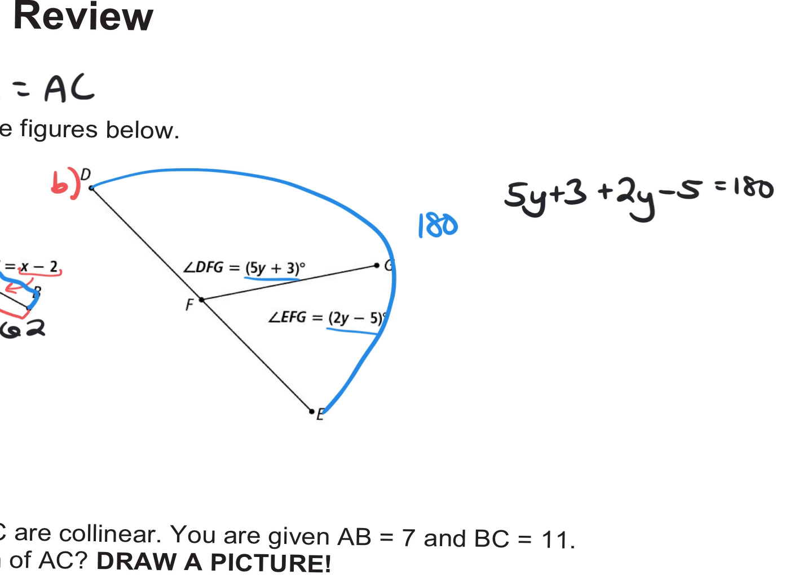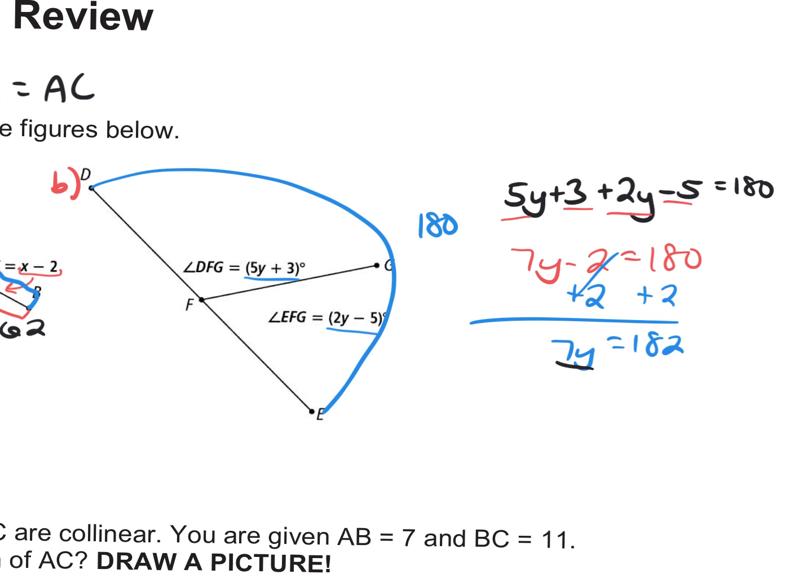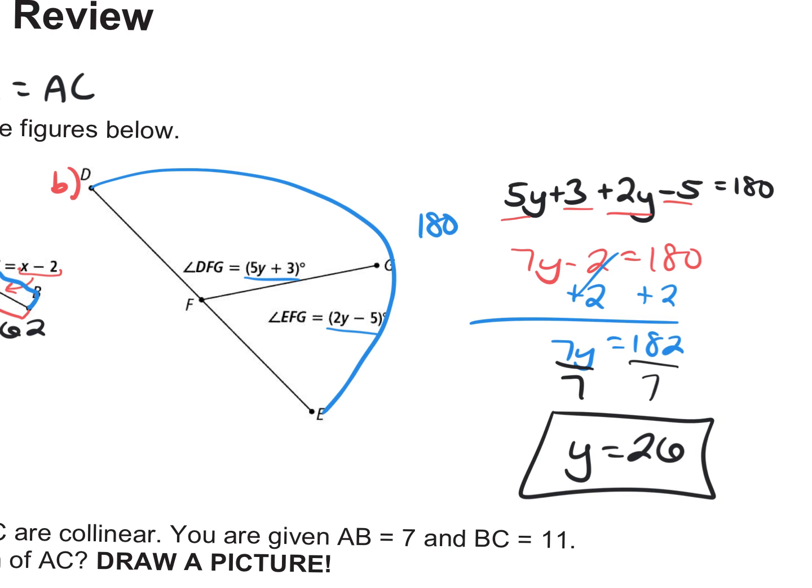From here, what do I do? Add like terms. Yep, combine like terms. So we get 7y minus 2 equals 180. From here, add 2. What's my last step going to be? Divide by 7, we get y equals 26. Okay, what if it wanted to know the value of angle DFG? I would plug it in, right? Take 26, plug it in for y. Okay, hint, hint, on your test, it might want you to plug it in, not just find x and y.